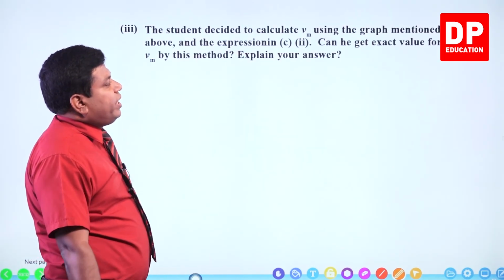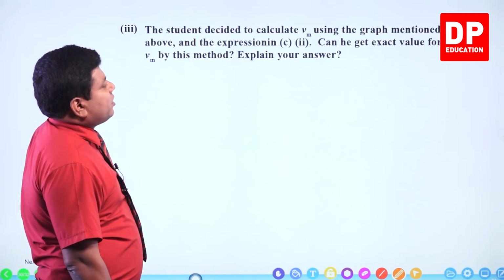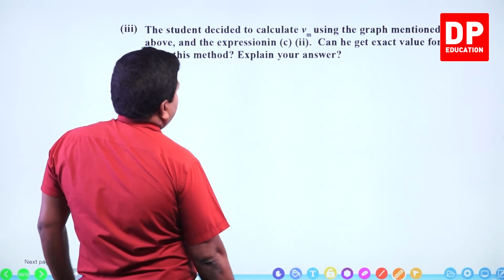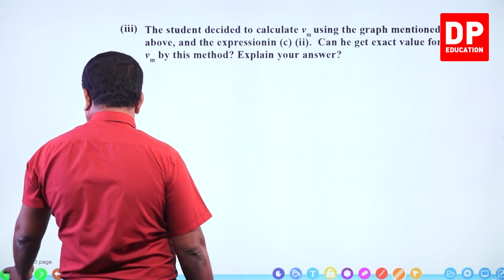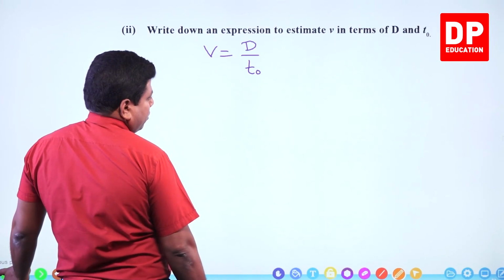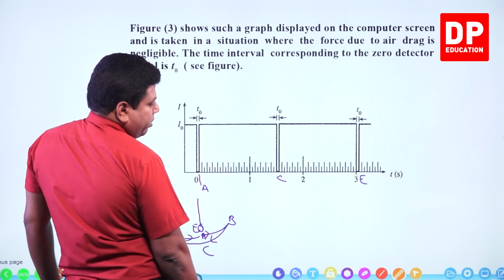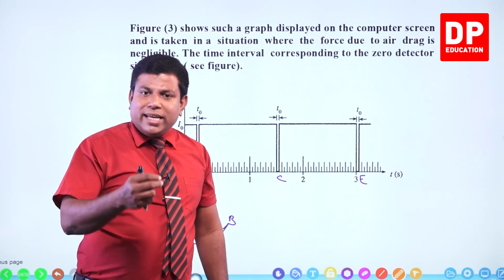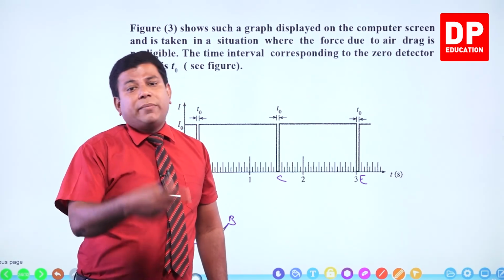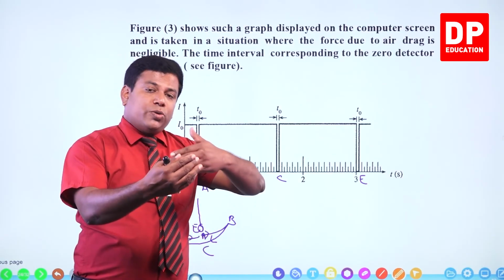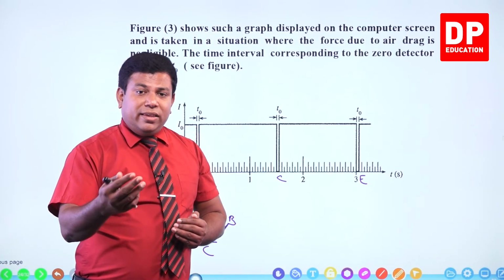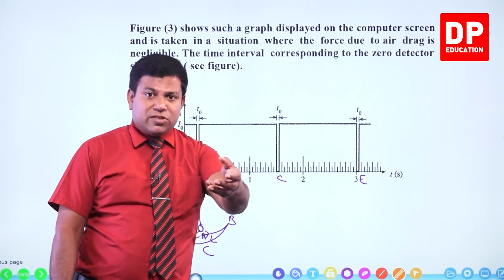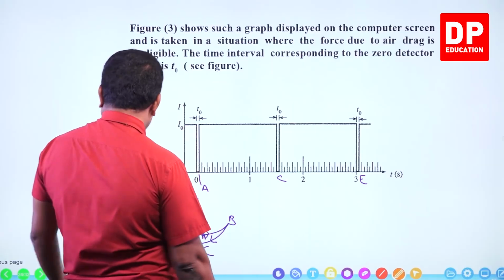The student decided to calculate Vm using the graph mentioned above and the expression in C2. Can he get the exact value for Vm by this method? Explain your answer. Graph method and the expression C2. Now, the problem is, if you take the point here, it's just an instantaneous speed. We can't say that is going to be the V maximum always. After a couple of oscillations, it can be a different value, right? When you count 25 oscillations, the maximum velocity in each oscillation could be different. So what you would measure from this might be an instantaneous value, not the average value, right? So, let us mention that.